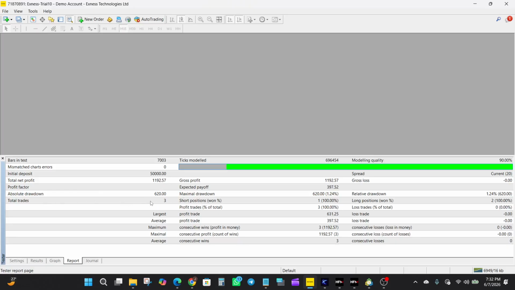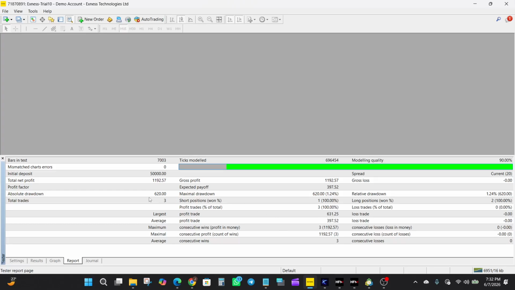$1,192.57. Total trades taken were 3. Short positions, which was just 1, 100% win rate. Long positions were 2, 100% win rate. So all 3 trades were profitable. Largest profit was 631.25. Average profit was 397.52.